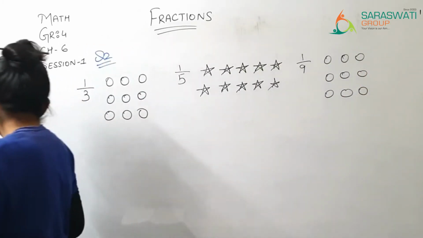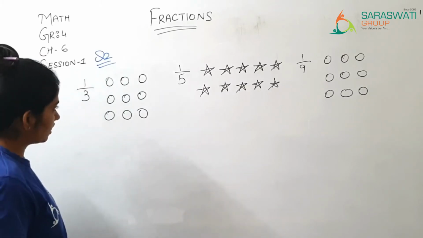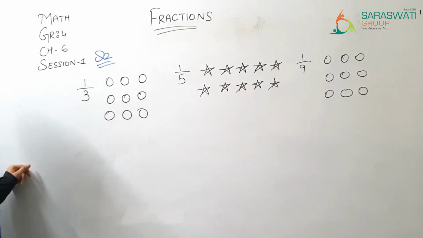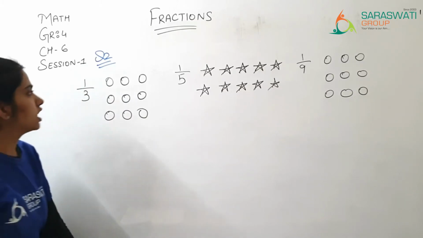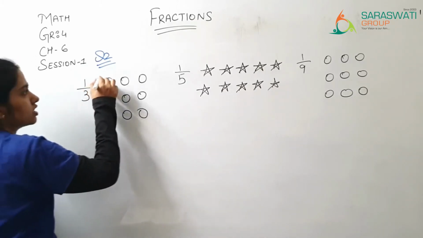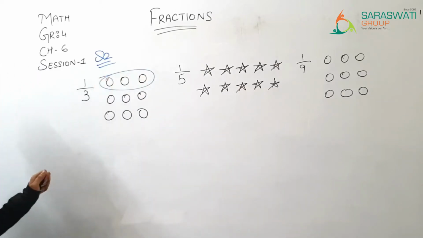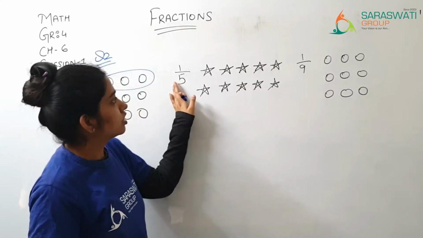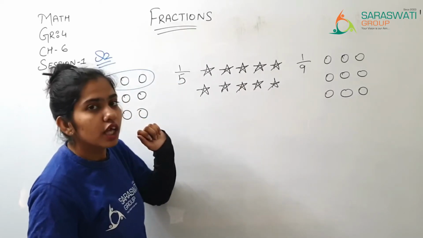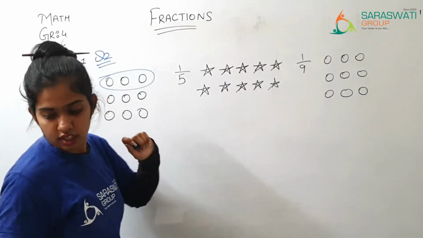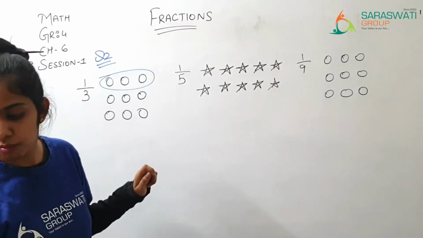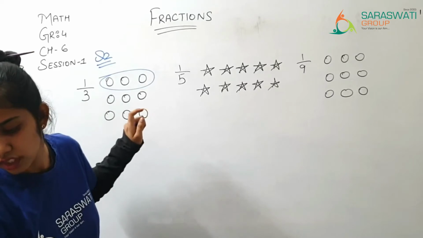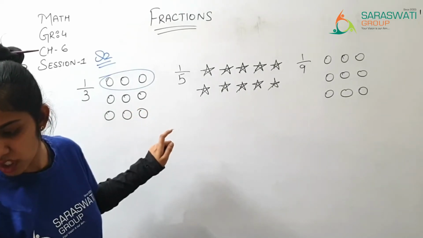Okay. Now we have to show the fraction 1 by 3. So here 3 parts છે, right? And we have to circle 1, right? So this we will circle. Now the fraction is 1 by 5, right? 1 by 5 છે. The fraction is 1 by 5.